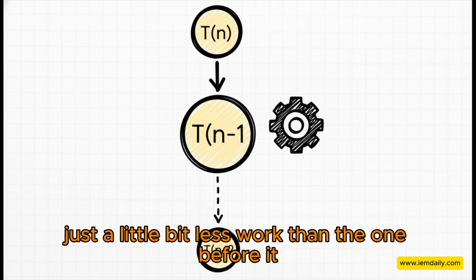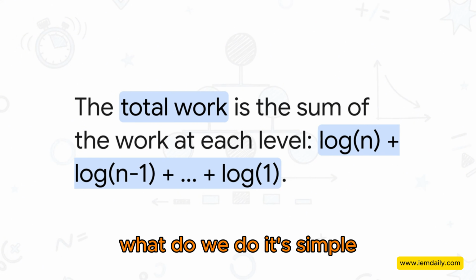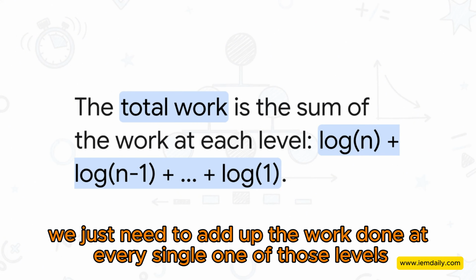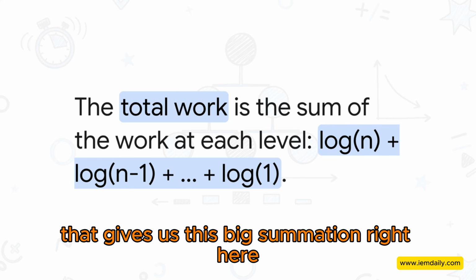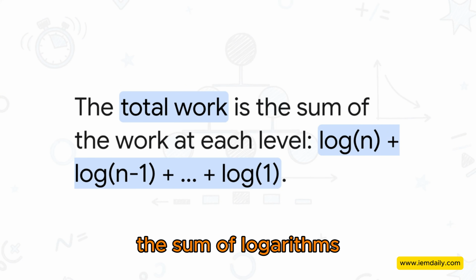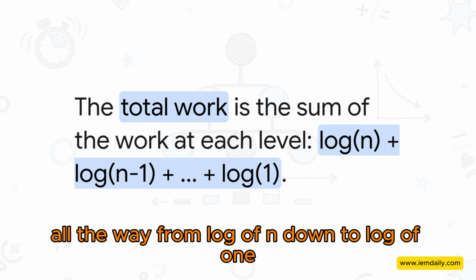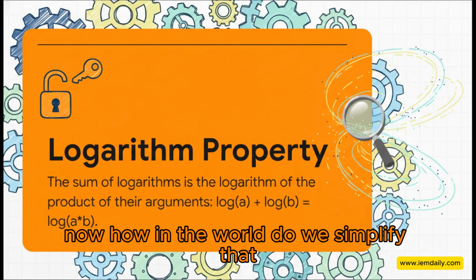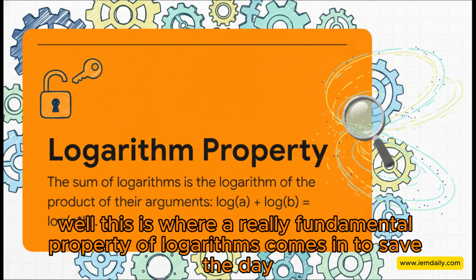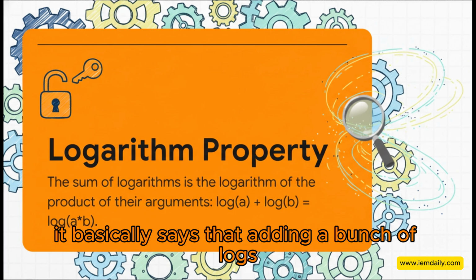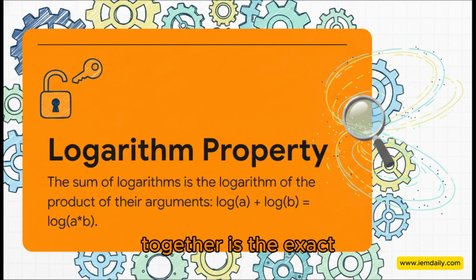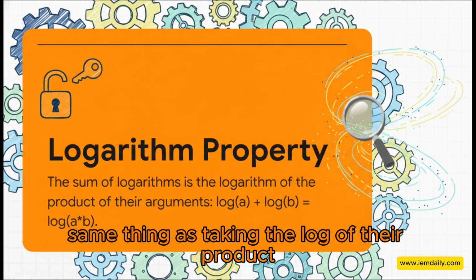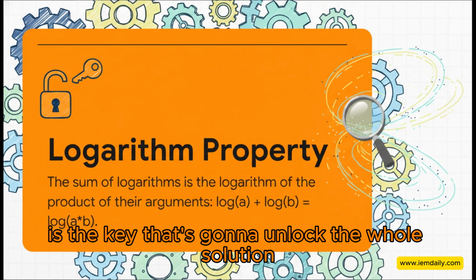So, if we want to find the total time complexity, what do we do? It's simple. We just need to add up the work done at every single one of those levels. That gives us this big summation right here, the sum of logarithms, all the way from log of n down to log of 1. Now, how in the world do we simplify that? Well, this is where a really fundamental property of logarithms comes in to save the day. It basically says that adding a bunch of logs together is the exact same thing as taking the log of their product. This one property is the key that's going to unlock the whole solution.